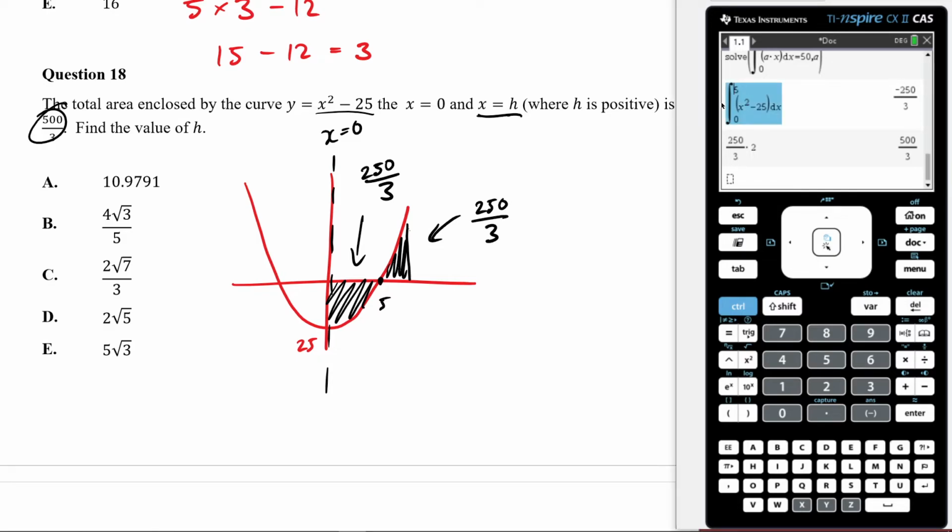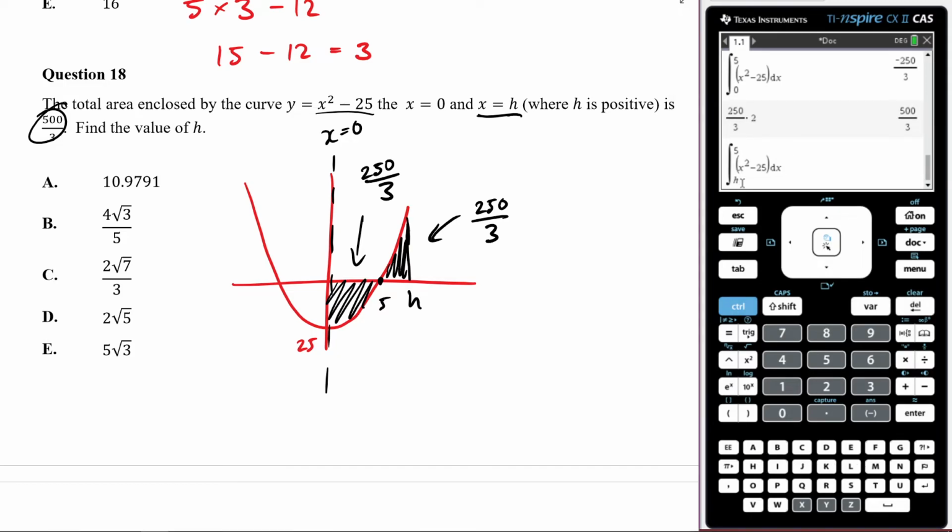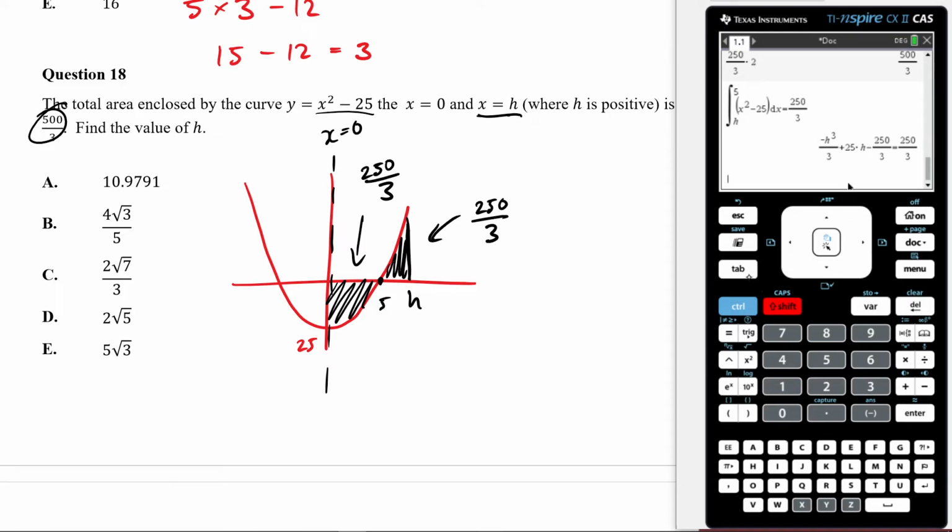So what I need to do now is I'm going to grab this, and I'm going to say 5 to some unknown that I'm going to call h. So this right here I'm calling h. Wherever I'm going to that I don't know, I know that is going to be equal to 250 over 3. Now I forgot, I need to go menu 3-1 to solve that, because otherwise what am I doing? I need to take that and solve that for h.